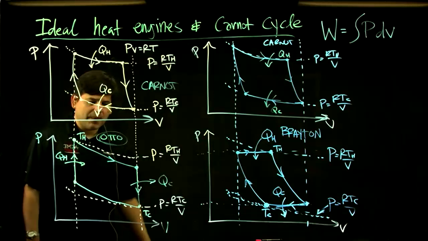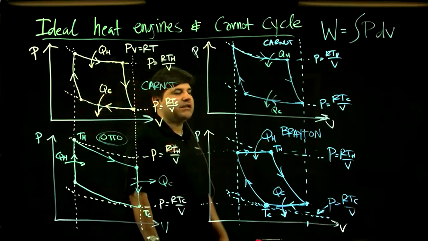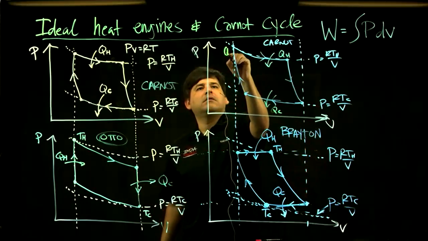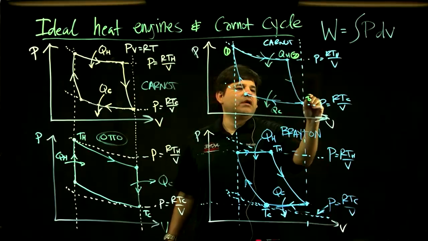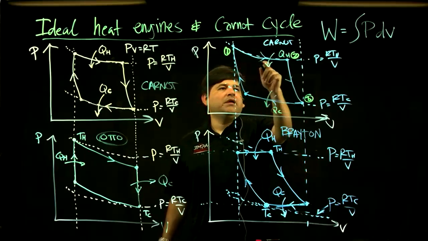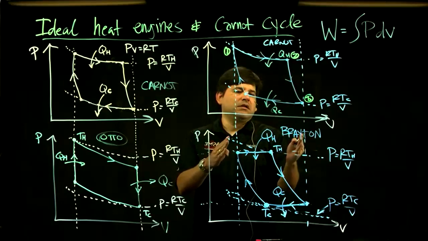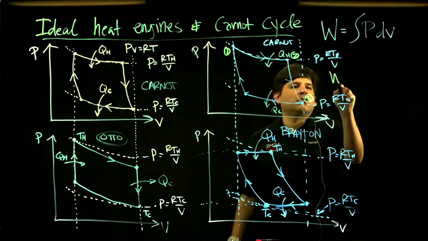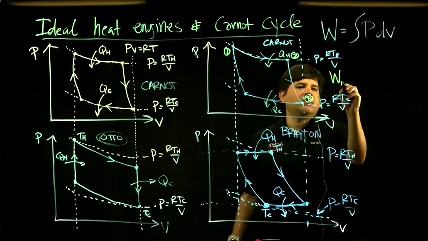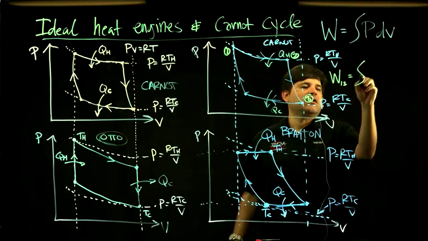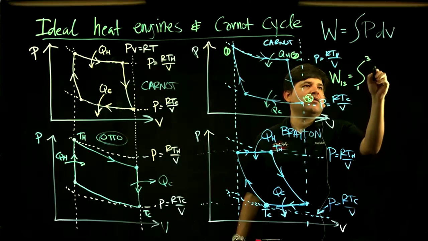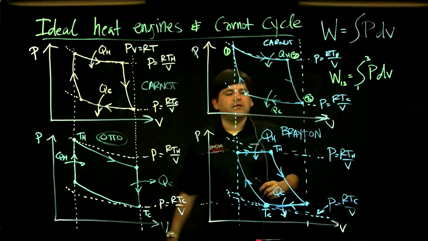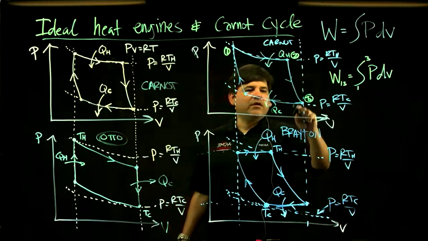So here, if we were to call this here state 1, state 2, state 3, this would all be mechanical work out. Why? Because the volume increases. So for the Carnot cycle, the work from 1 to 3 equals the integral from state 1 to state 3 of this pressure volume relationship. And on the graph, it would literally be this area here.